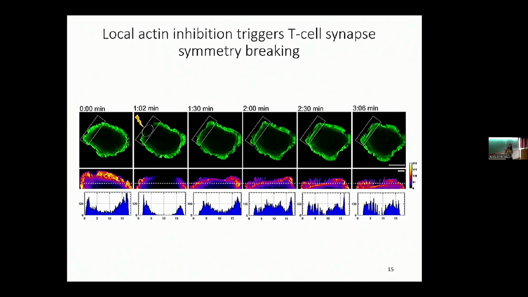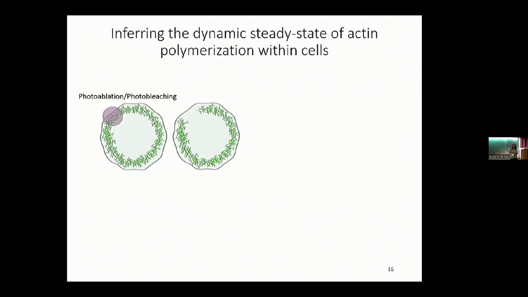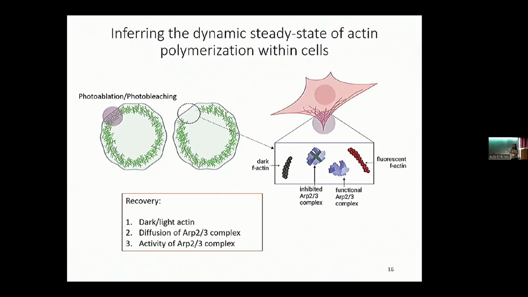Now the interesting thing that we noticed is that while we were performing photoablation in the cells, we also inadvertently caused some photobleaching. So we wondered, what would the fluorescence recovery in this area of the cell actually depend upon? We figured it could be dark or light actin, or essentially bleached or non-bleached actin molecules, diffusion of ARP2/3 complex in and out, and the activity of the ARP2/3 complex that we were, for the first time, able to manipulate in situ using our compound.